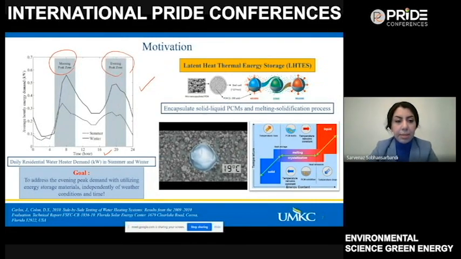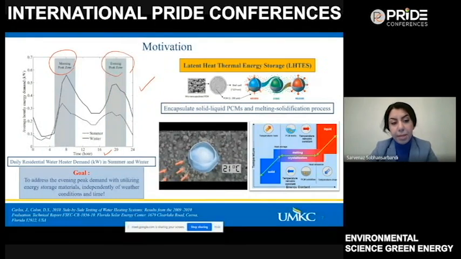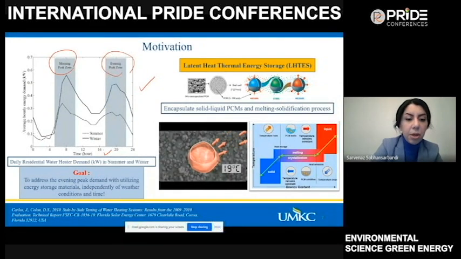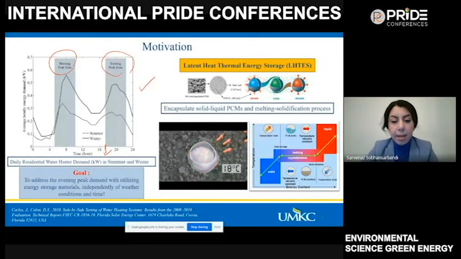For sure, meeting the demand of the morning peak zone for both summer and winter would not be a challenge because we do have the sun radiation available, and then we can provide the hot water for such activities. However, take a look at the evening peak zone. Starting at 5 p.m., we may not have sun radiation, especially during the winter time.